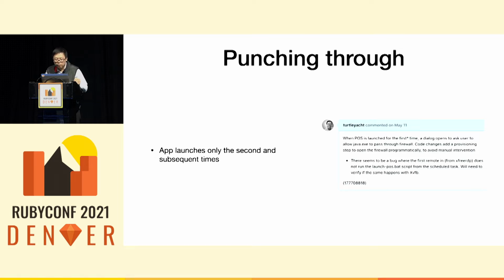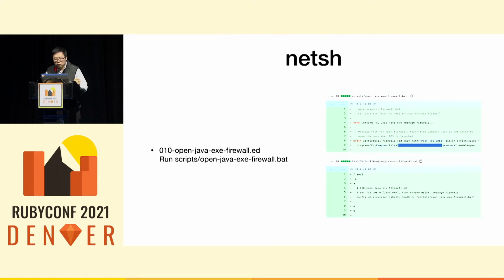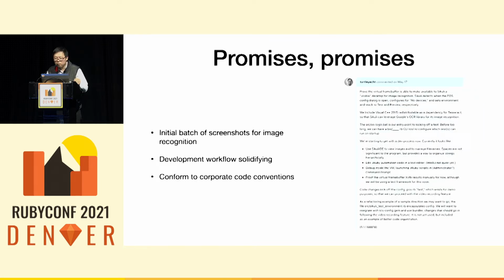This commit lets java.exe pass through Windows Firewall. We also need to fix an issue where the app starts up only the second time and subsequent times, and never the first. Here is the script to allow Java through the firewall and the transform to specify it to run. We're starting to develop a workflow.